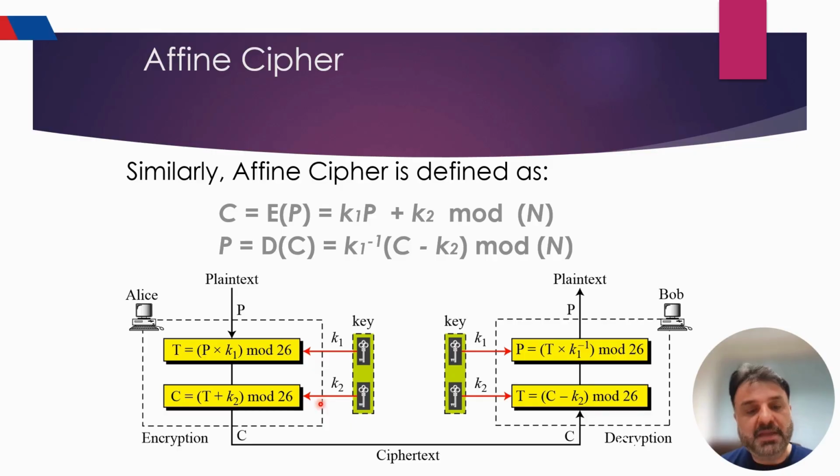Also, in the affine cipher, we can define it using two keys, K1 and K2. So we use K1 multiplied by P plus K2 mod N. What it means is that you can use two keys and the plain text to make the ciphertext, and also in the decryption method we use the same K1 and K2 and use K1 inverse here to provide the plain text again at the receiver.